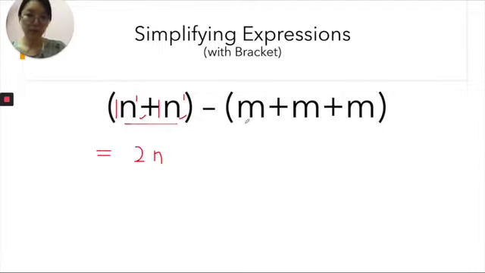Next, check all like terms. So I can put m down. Whatever is in front, there's 1 plus 1 plus 1. Add up together, I'll get 3. What is in the middle? I put it down again. So the answer I'll get is 2n minus 3m.